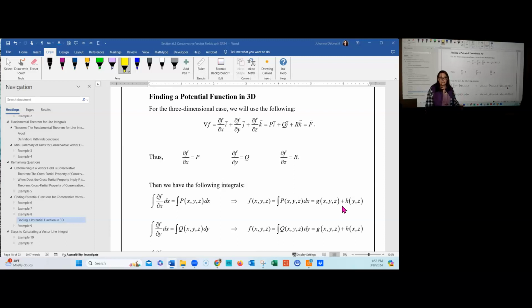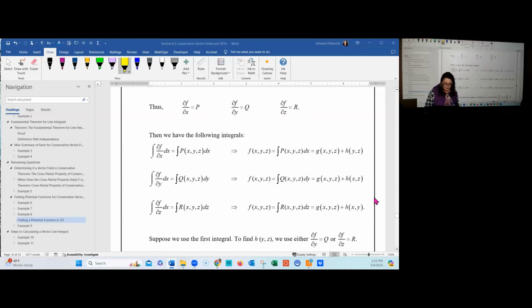In other words, it's just the vector field f. This gives us three partial derivatives. The partial of f with respect to x is p. The partial of f with respect to y is q, as we saw in the two-dimensional case. But now we have a third. The partial of f with respect to z is r. This is going to give us three possible integrals that we can start with. The integral of p dx, q dy, and r dz.